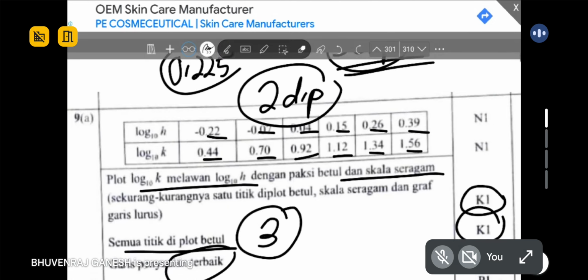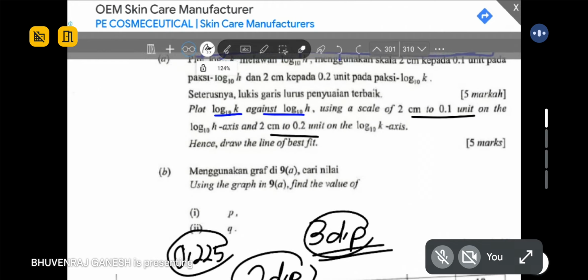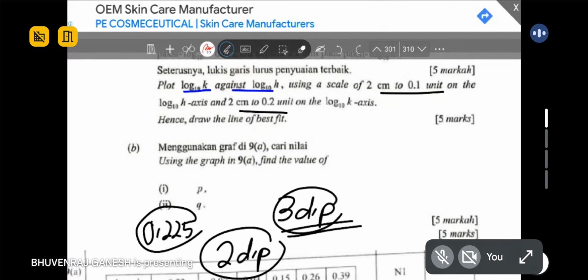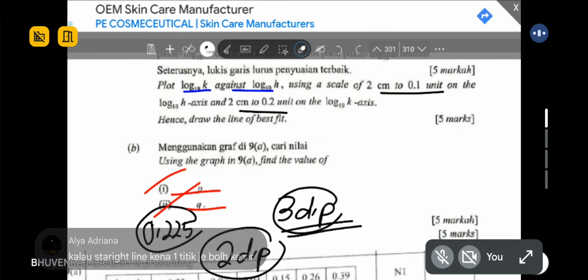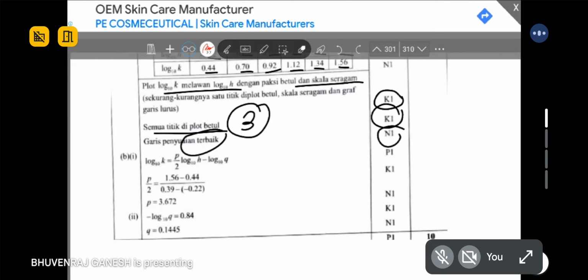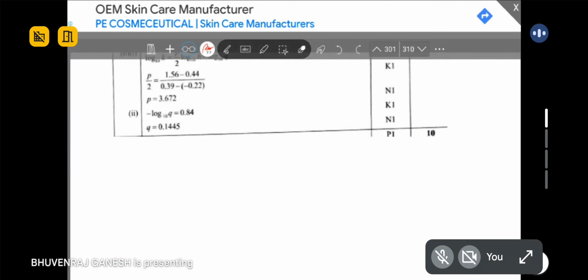This is very technical, so just make sure you draw the best fit line correctly. Why? Because it will affect your answer over here. Dia akan pengaruhi jawapan. So try to draw it as accurately as possible, bagi dia sangat tepat, so that your answer here is also correct. Kalau straight line kena satu titik je boleh. Asalkan balance lah.